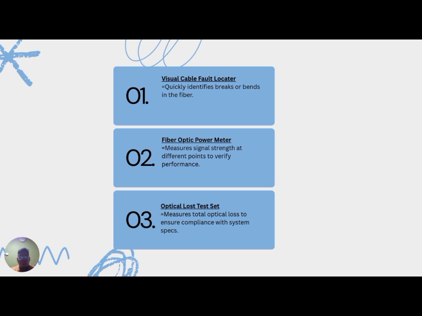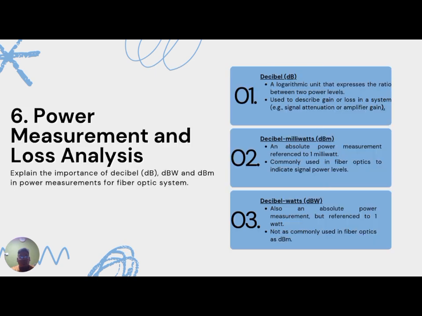For question 6, power measurement and loss analysis: explain the importance of decibel, dB, dBW, and dBm in power measurements for fiber optic systems. For the decibel, dB is a logarithmic unit that expresses the ratio between two power levels and is used to describe gain or loss in a system, for example signal attenuation or amplifier gain.